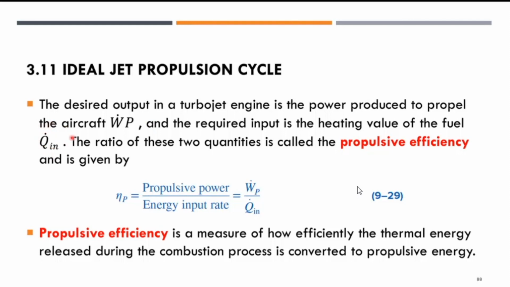So this ratio of these two quantities is called propulsive efficiency, zeta P, where zeta P equals the propulsive power, W dot P, over the energy input rate, Q dot in. And the propulsive efficiency is a measure of how efficiently the thermal energy released during the combustion process is converted into propulsive energy. Right?